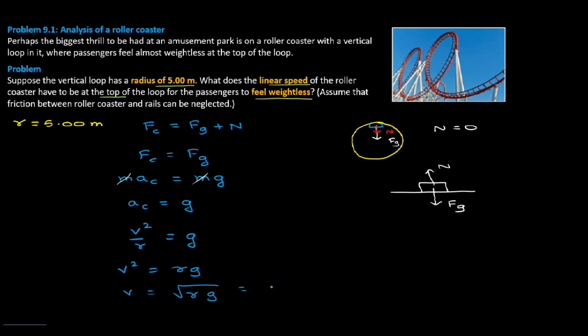Now substitute the values. r is 5 meters, g is 9.81. And when you solve this, you get your linear speed as 7 meters per second. So this is the linear speed the passengers must have at the top of the roller coaster for them to feel weightless.